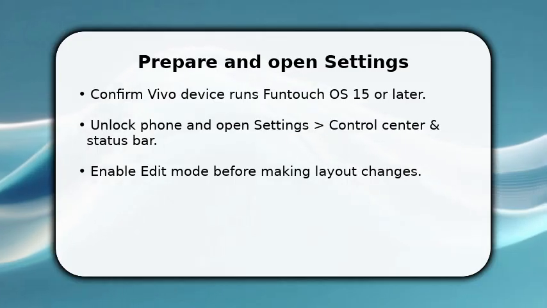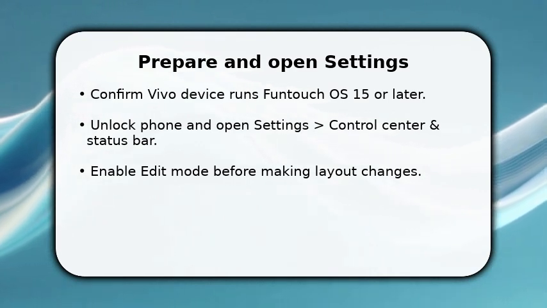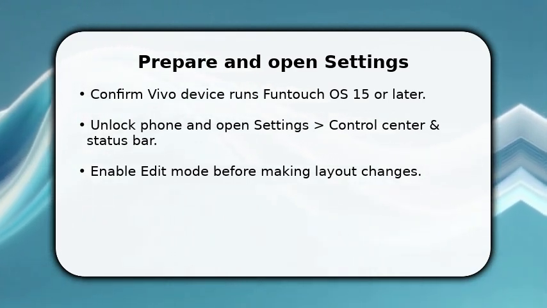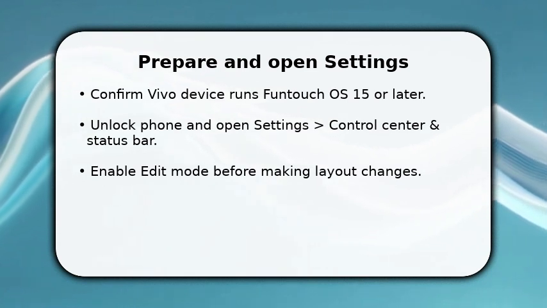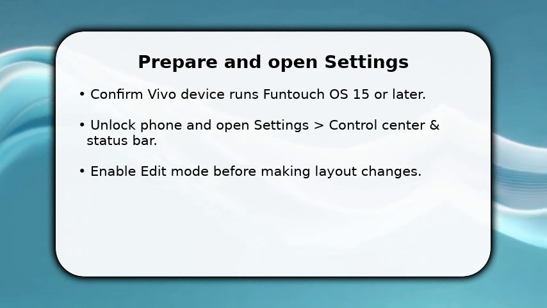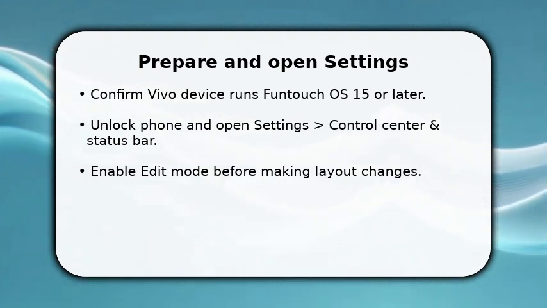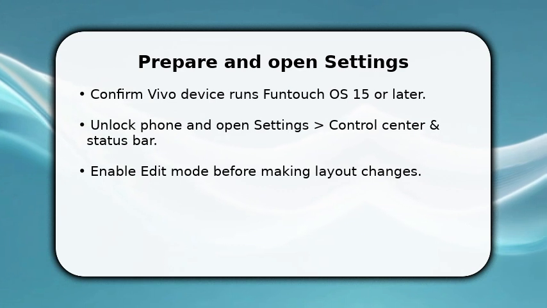You start by verifying your Vivo phone runs Funtouch OS 15 so features match. That prevents surprises. Once confirmed, unlock the device and go straight to Settings, then Control Center and Status Bar. You enable Edit mode to allow rearrangement. This is essential because the system locks layout changes by default.